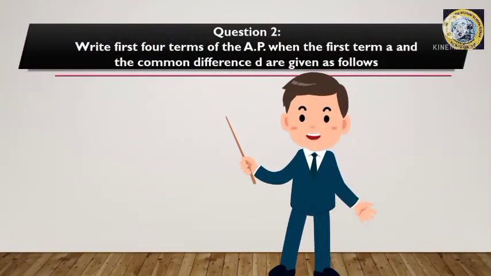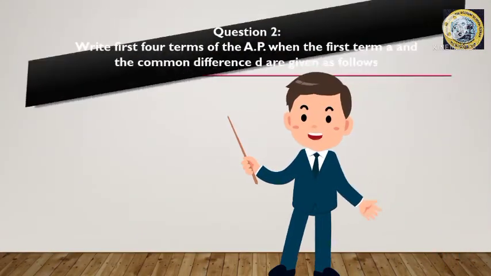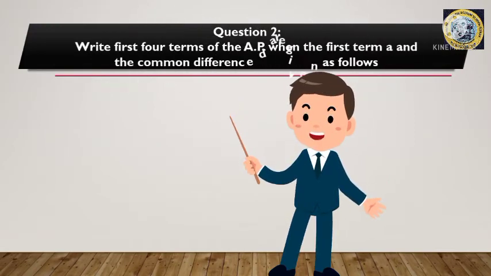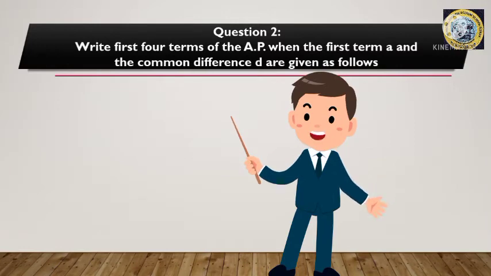Question number 2. Write the first 4 terms of the arithmetic progression when the first term A and the common difference D are given as follows. First one, sub-question C: A is equal to 10 and D is equal to 10. It means the first term is 10 and the common difference is 10.